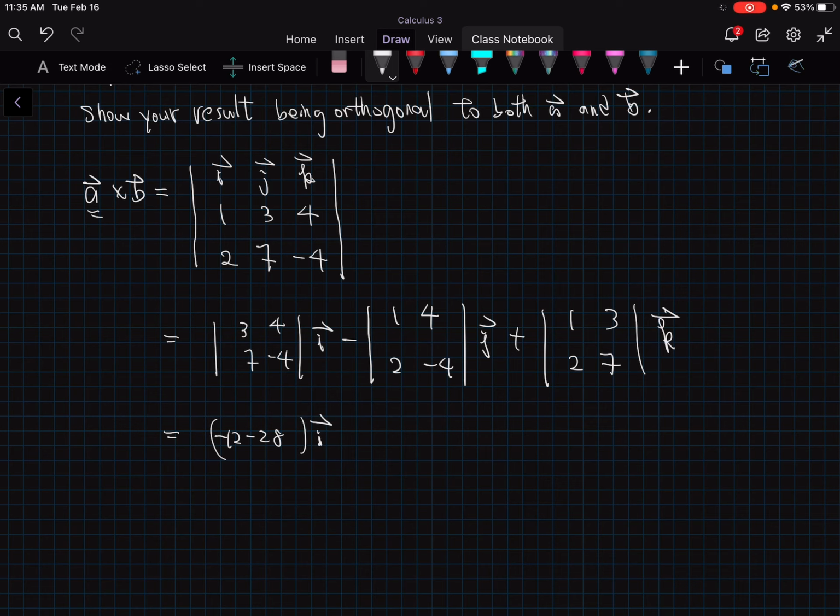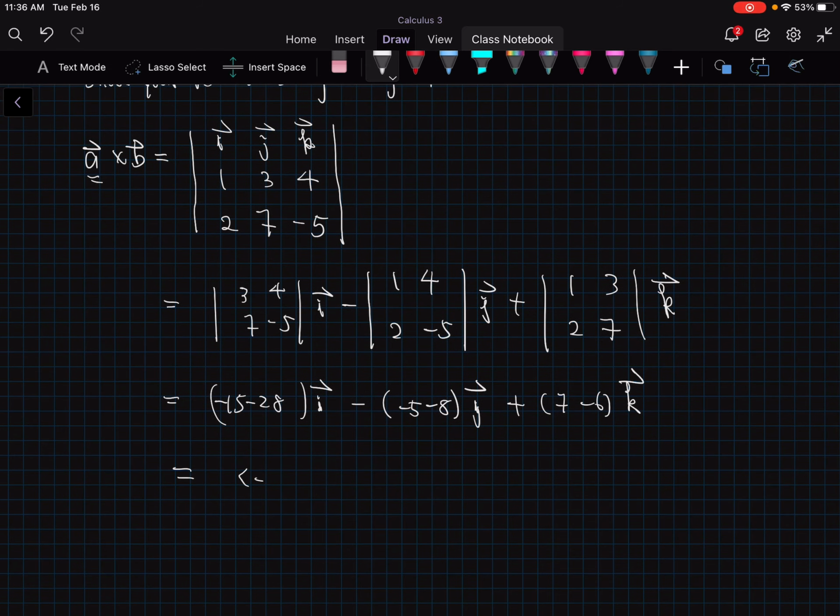Sorry, I made a mistake. Here it should be -5, not 4, so that will be -15 minus 28, I, and minus, that will be -5 minus 8, J, and plus 7 minus 6, K. So if I write that in vector form, that will be -43, 13, and 1. So that is the cross product.